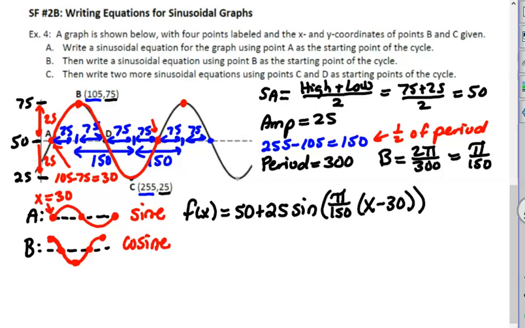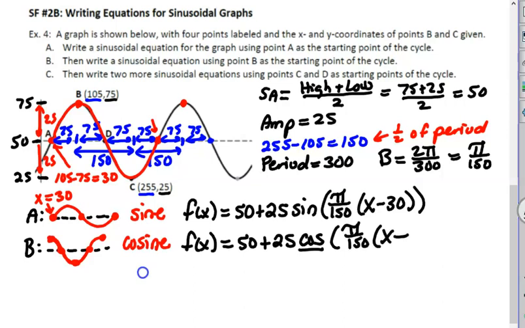And we can write this, the only difference is going to be the phase displacement and using the word cosine in the cycle. So this is 50 plus 25 cosine of pi over 150 times x minus, and then our x value of the starting point is 105.